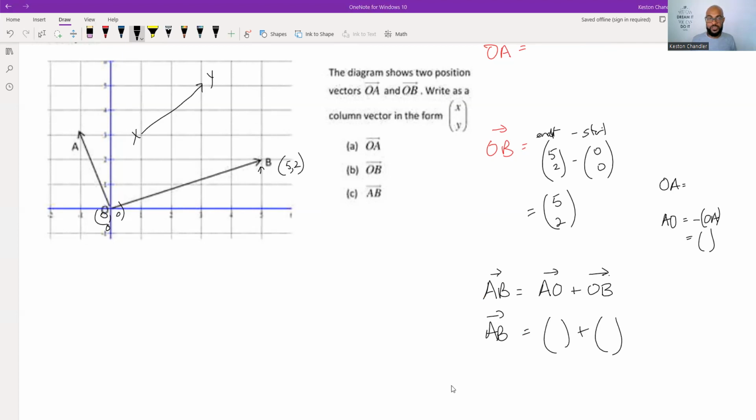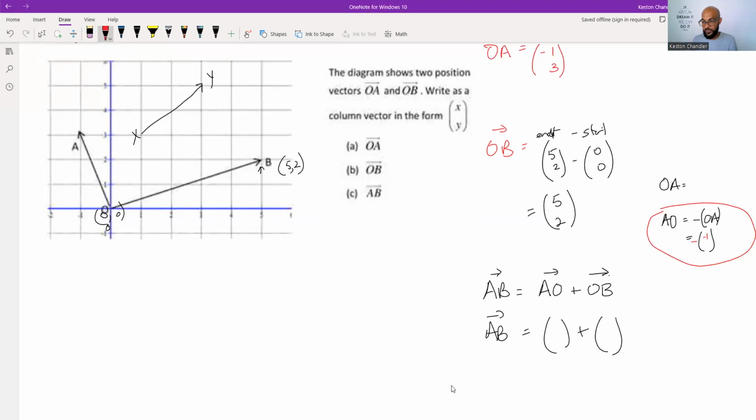Right, good. Julia says that AO is -1 and 3. And that's correct. Very good, Julia. So for me to find AB, I need AO plus OB. But I didn't get AO. So to get AO, I'm just reversing the direction of OA. You understand? And to reverse the direction of OA, you just put a minus sign in front of it.